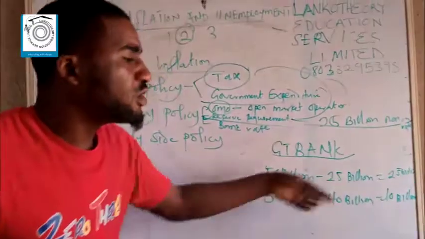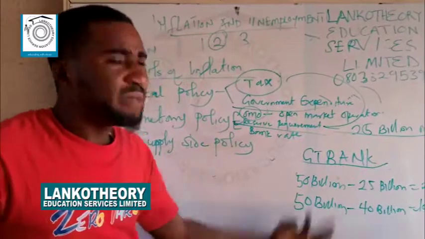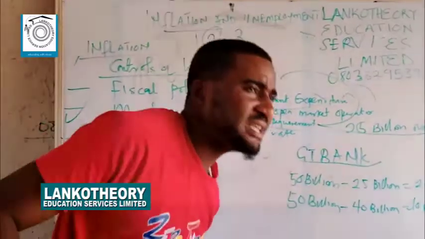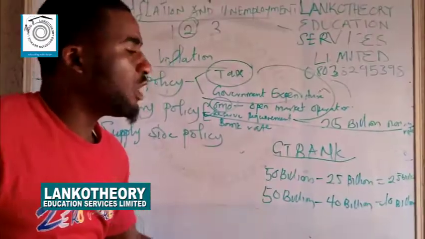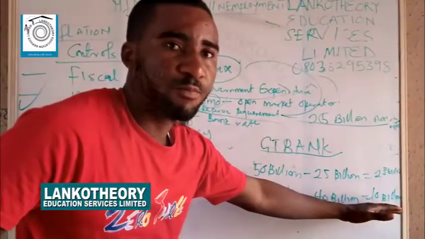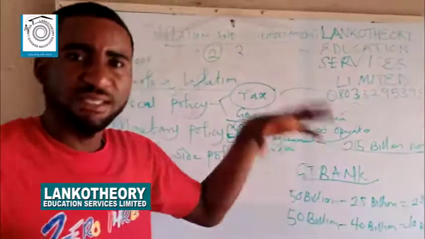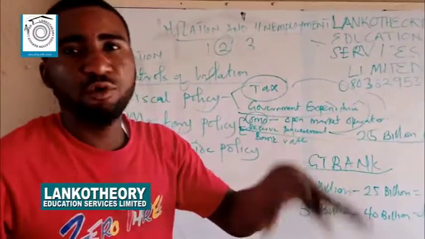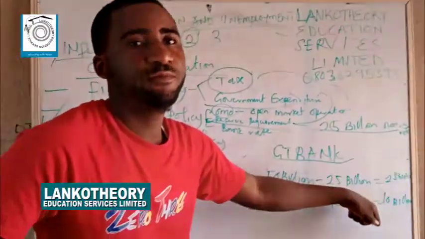But as a result of inflation, government now says, okay, what is causing inflation? Maybe too much money in circulation. Let's increase the bank minimum requirement to 40 billion in such a way that what will be left with them is 10 billion. Having 10 billion at their disposal will constrain their ability to lend money to the public, and as such inflation can be corrected.